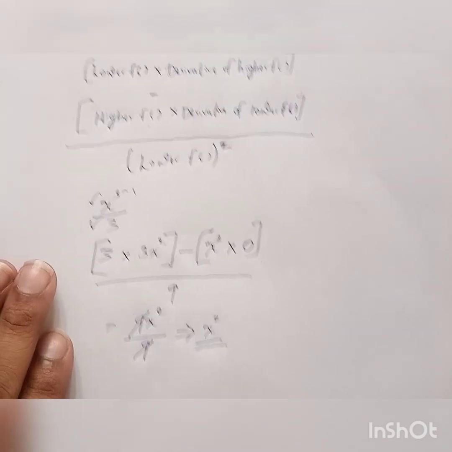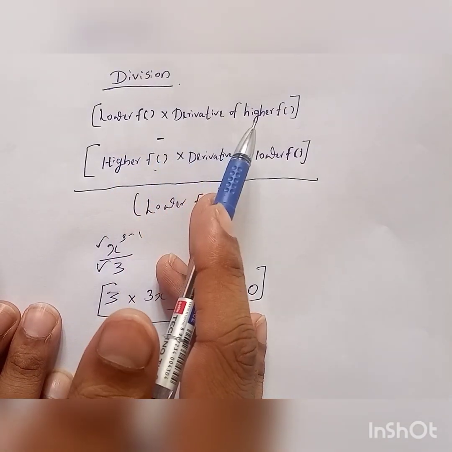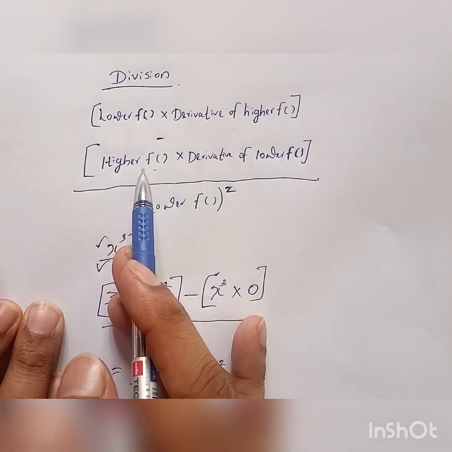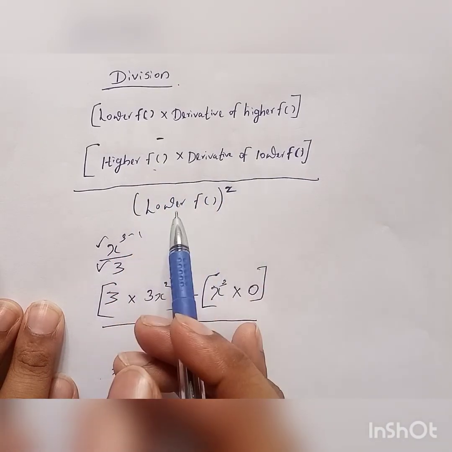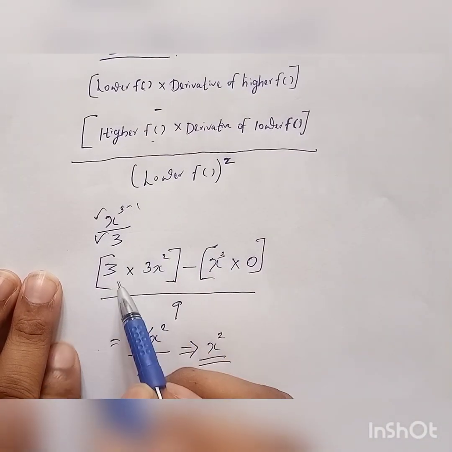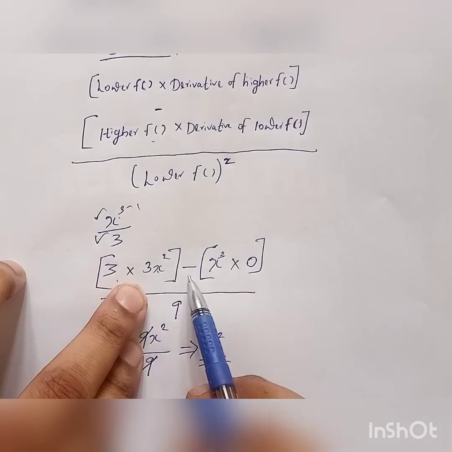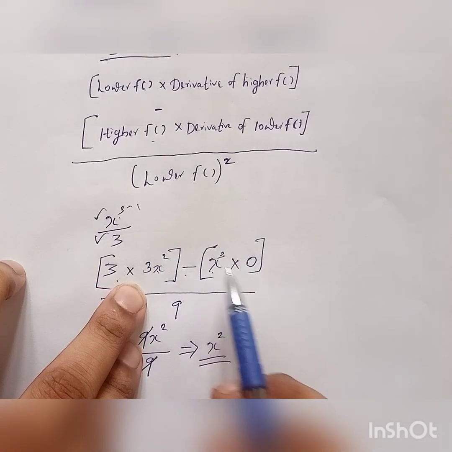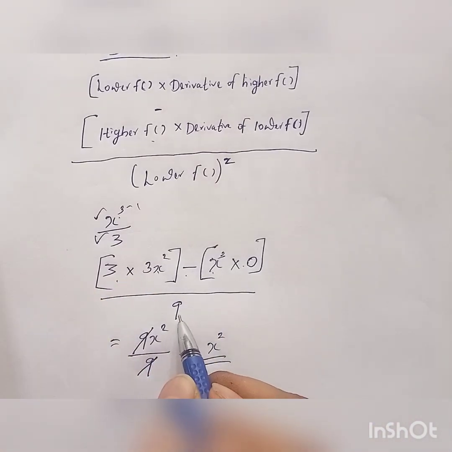It's very easy. So we have to follow the formula: lower function multiplied by derivative of higher function minus higher function multiplied by derivative of lower function, whole divided by lower function square. So what you have done, the lower function we have taken here, then multiplied by derivative of higher function, then minus higher function multiplied by derivative of lower function, whole divided by lower function square.